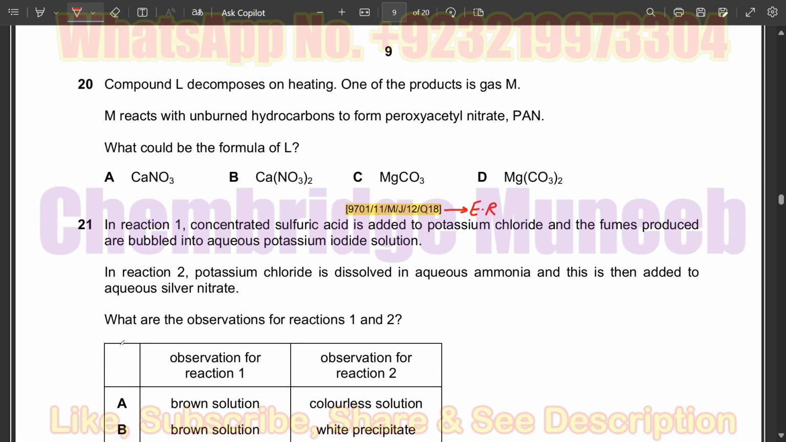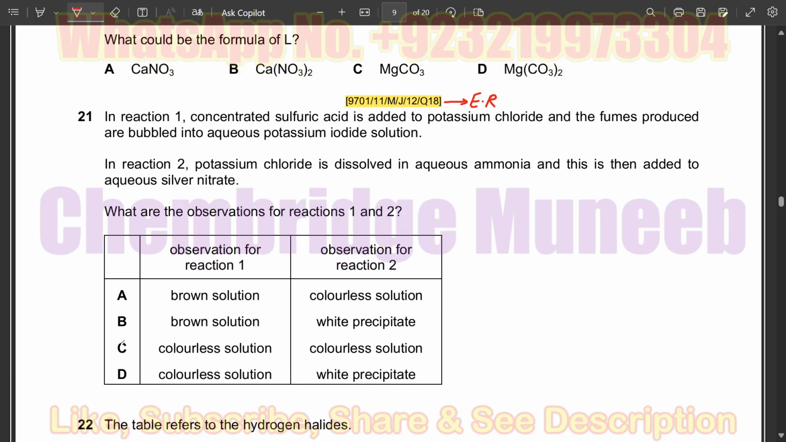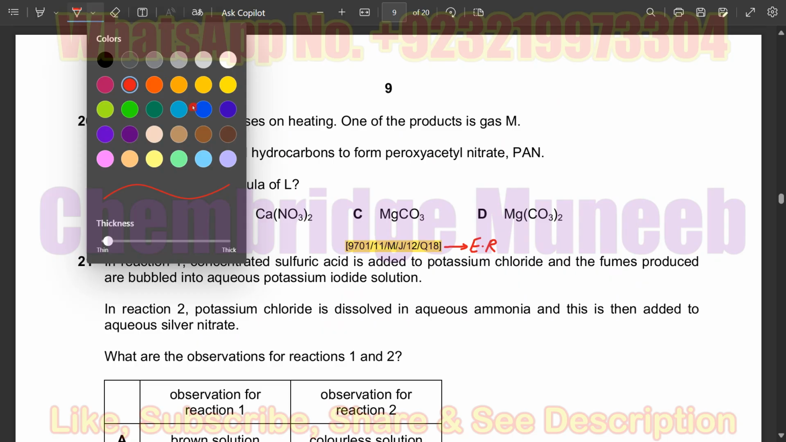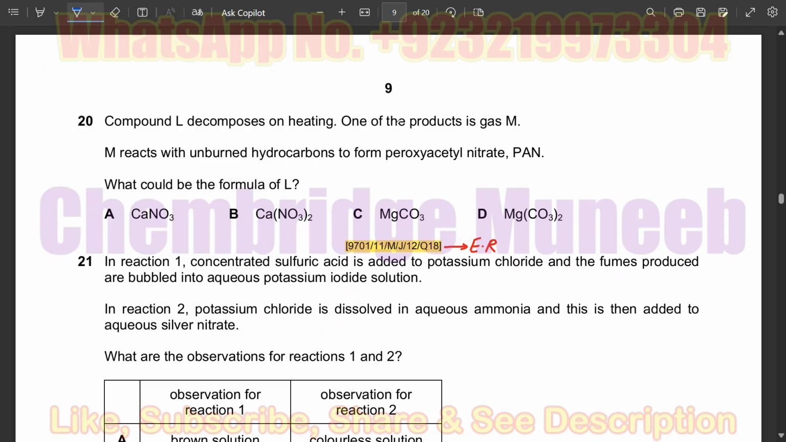Now question number 20. Compound L decomposes on heating. One of the products is gas M. The M reacts with hydrocarbons to form peroxyacetyl nitrate. What could be the formula of L? Okay, this question is basically linked with the peroxyacetyl nitrate, PAN. We do not know the formula of PAN, which is not given in this question paper. For this purpose, we have to look for the literature.